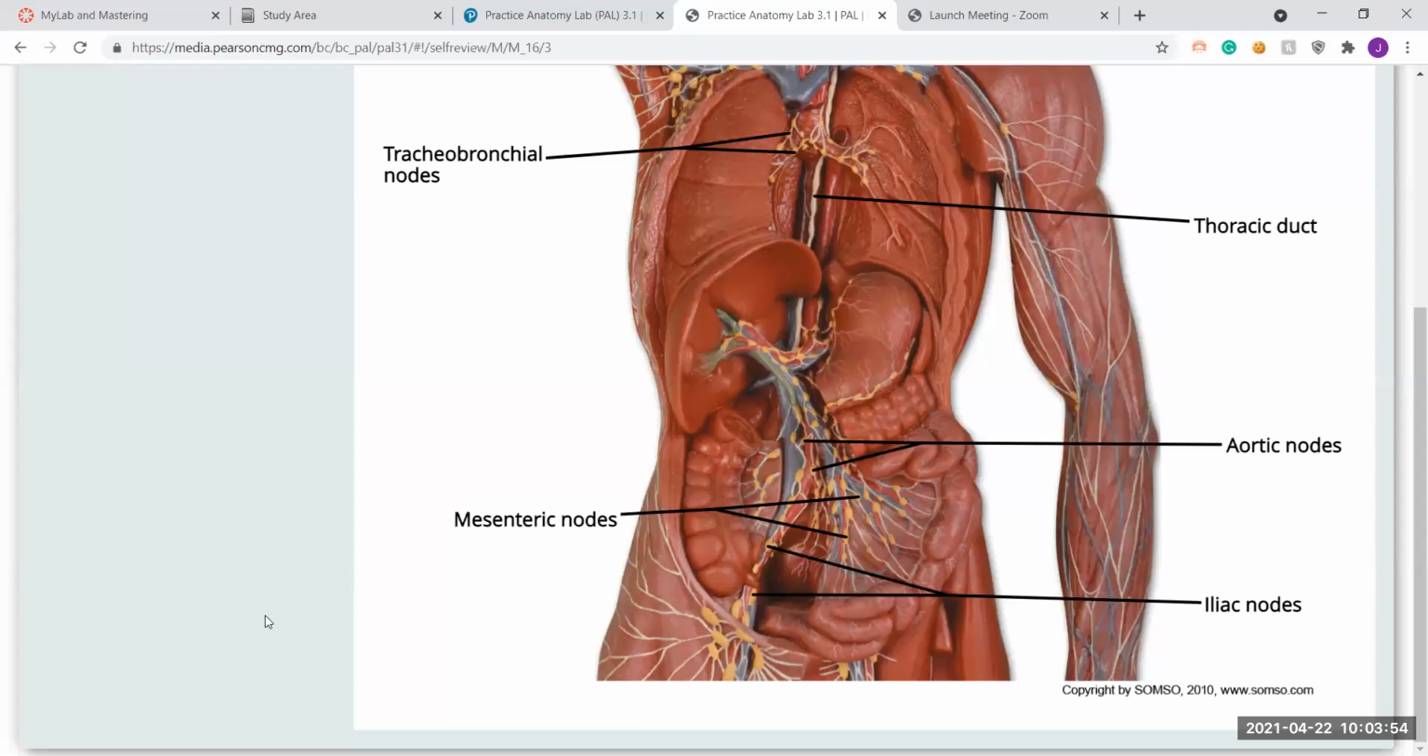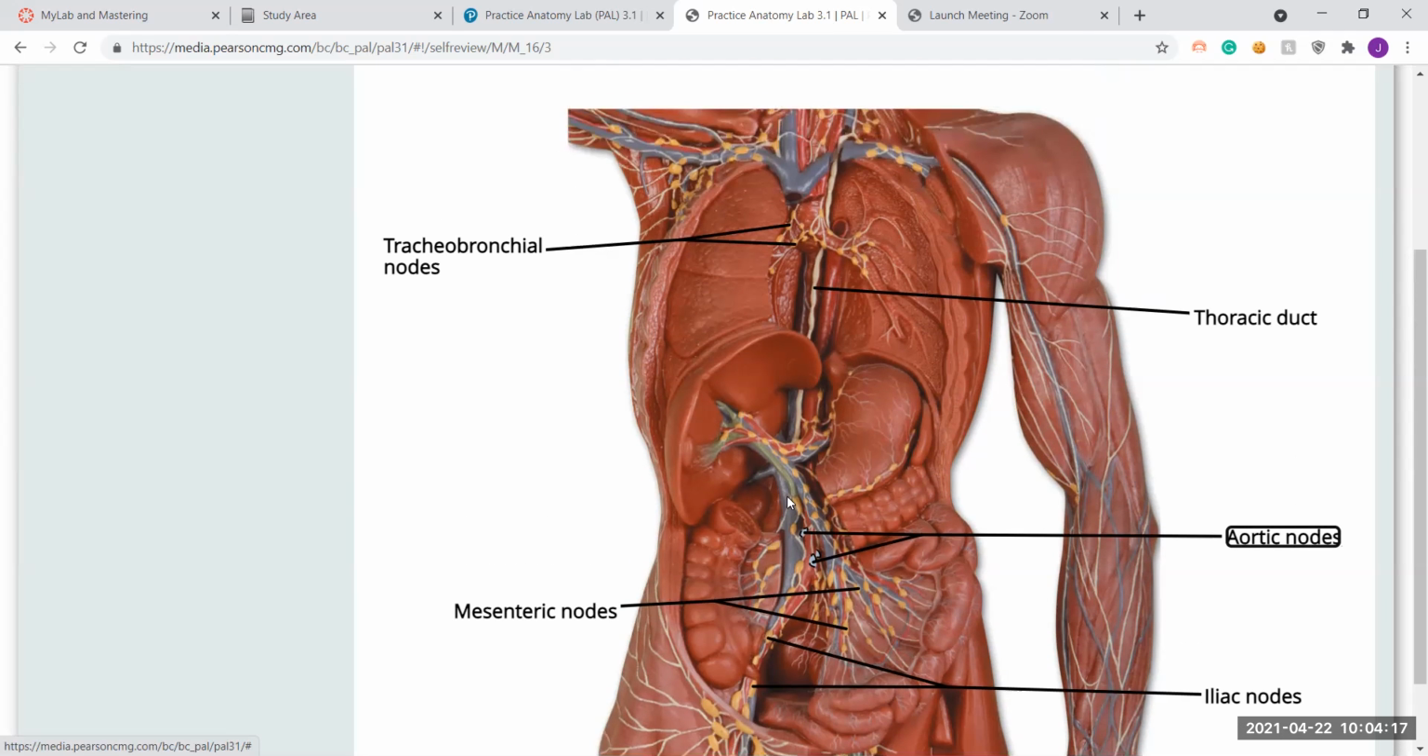Similarly, as I said, in the lower part of the body, from the lower limbs, you have lymphatic vessels and then lymph nodes. In the iliac region, we call them iliac nodes. Then you have the mesentery, the intestinal mesentery, and that is called mesenteric lymph nodes. Around the abdominal aorta, we call them aortic lymph nodes. And then all these lymphatic vessels, with the lymph nodes, carry lymph through the thoracic duct.